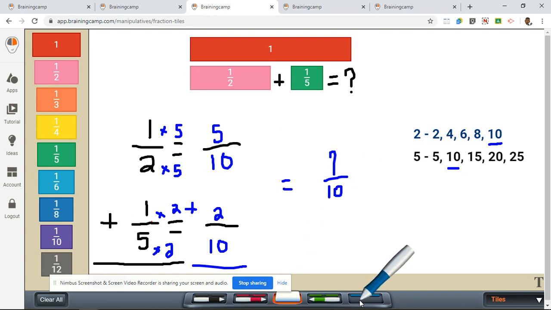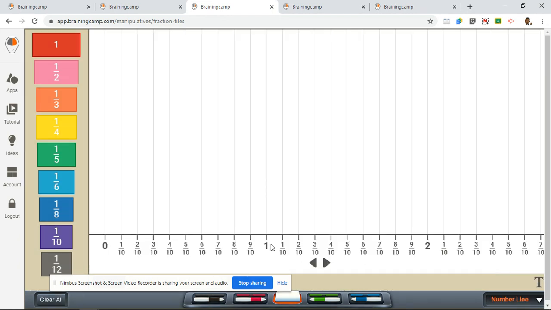All right, so let me put my marker here, and let me show you on the number line, again, which is really cool. So here I've set it up in tenths, and I'm going to take 1/2, bring it down here, and I'm going to add 1/5. And notice where it ends, where these two tiles stop, it stops at 7/10. So if I want to count tenths now, I'm going to bring up tenths here.